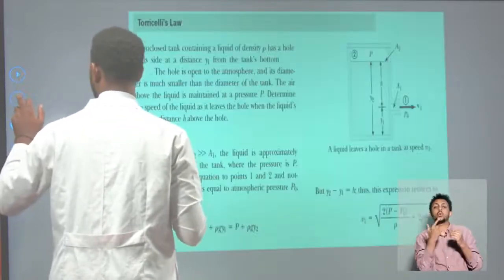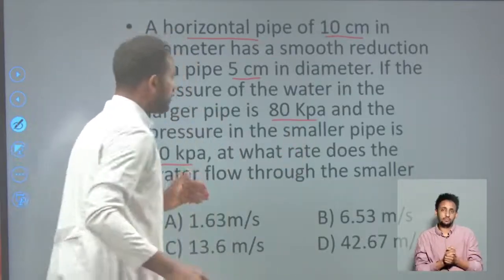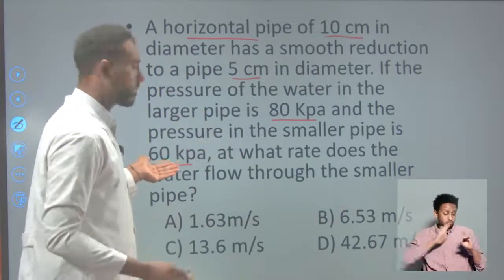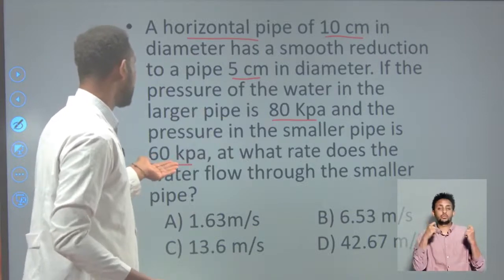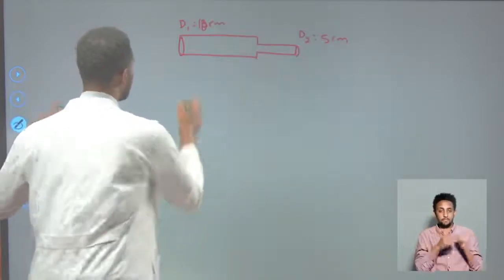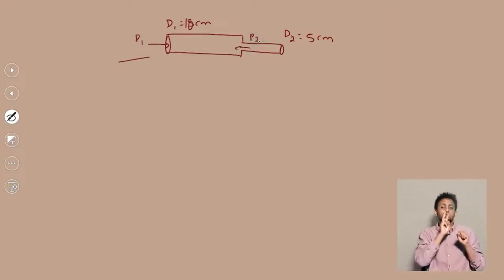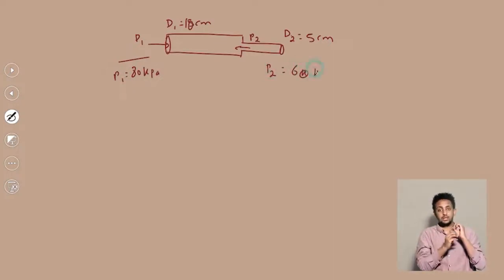Then what happens? The pressure exerted on the larger pipe is 80 kilopascal, and the pressure at the smaller pipe is 60 kilopascal. Here we have pressure P1 pushing that water, and there will be a pressure P2 exerted here. The pressure at P1 is 80 kilopascal, and the pressure here, P2, is 60 kilopascal.